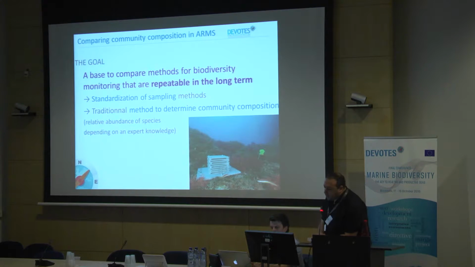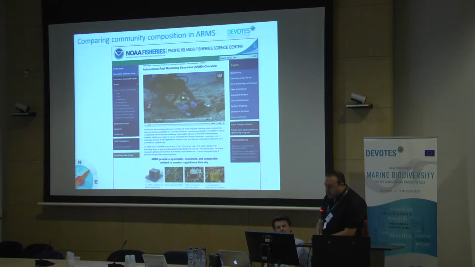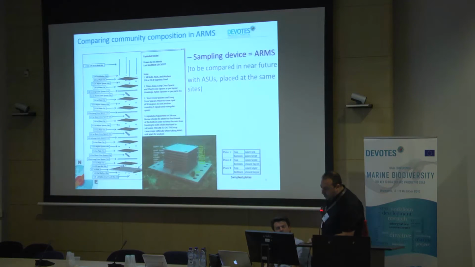So the goal is to compare methods for biodiversity monitoring that are repeatable in the long term. We need to compare traditional methods to the new ones to determine the community composition, to have a real standardization of sampling methods. This kind of monitoring, Autonomous Reef Monitoring Structures, provides systematic, consistent and comparable methods to monitor cryptofauna diversity. It was used by NOAA, and now we try to compare with the same experiment.